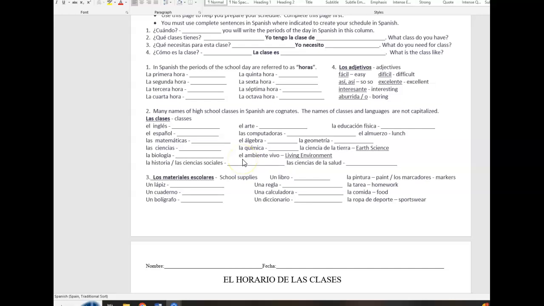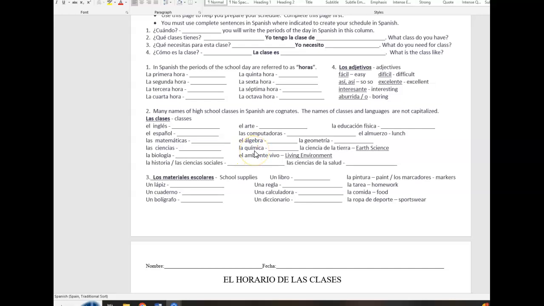Psychology, child development are examples of social sciences. El arte is art. El arte. Las computadoras is computer science. Las computadoras. El álgebra is algebra. El álgebra.